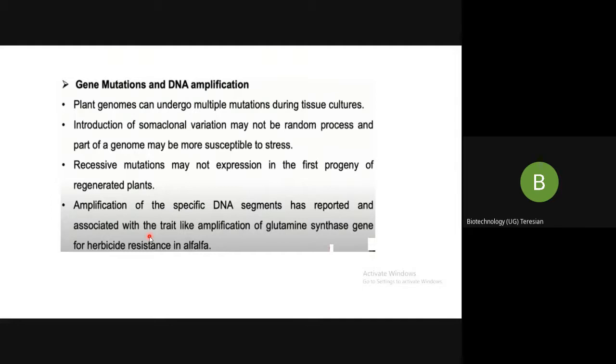So all this that I said is leading to gene mutation and DNA amplification, isn't it? So the plant genome can undergo multiple mutations during the tissue culture. The introduction of somaclonal variation may not be a random process, and part of the genome may be more susceptible to stress. One part of your plant or your explant can be more susceptible to stress than the other.